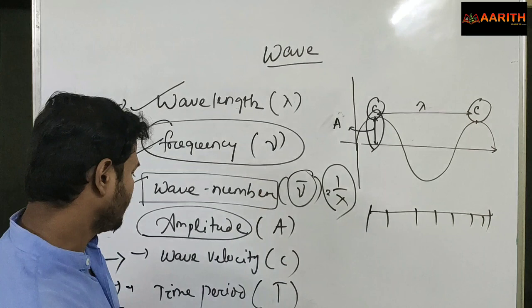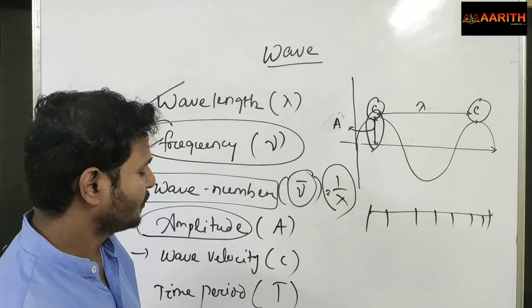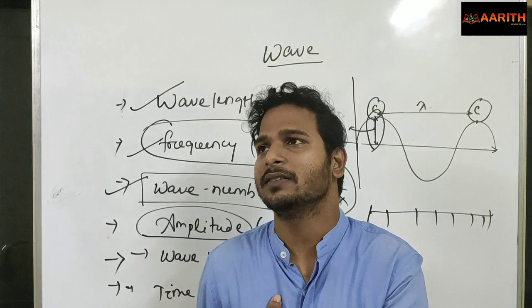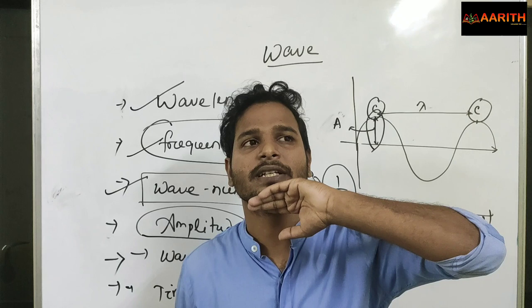And wave velocity is the speed of a wave in a vacuum, according to light. And finally time period. So when we decide that the electron has particle nature and wave nature, some characteristics are needed to define a wave. So this is about waves and their characteristics. We take the wave as an electromagnetic wave, a transverse wave.